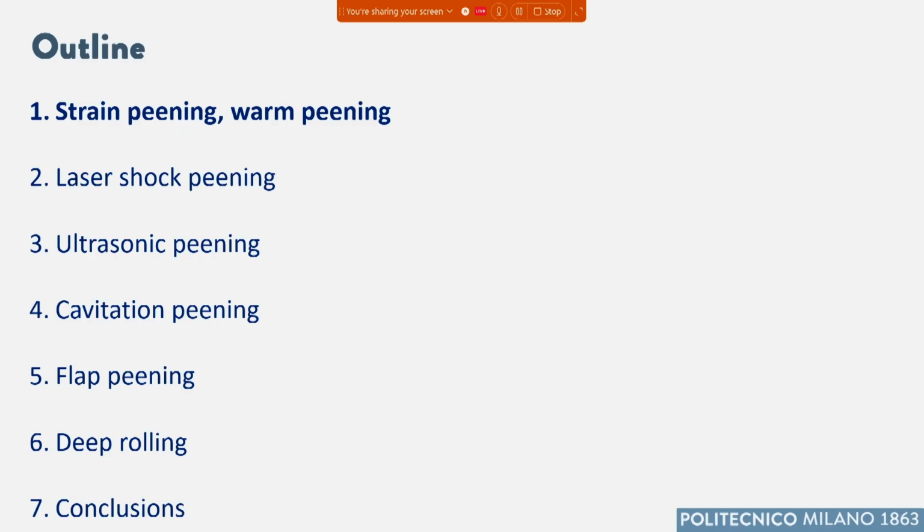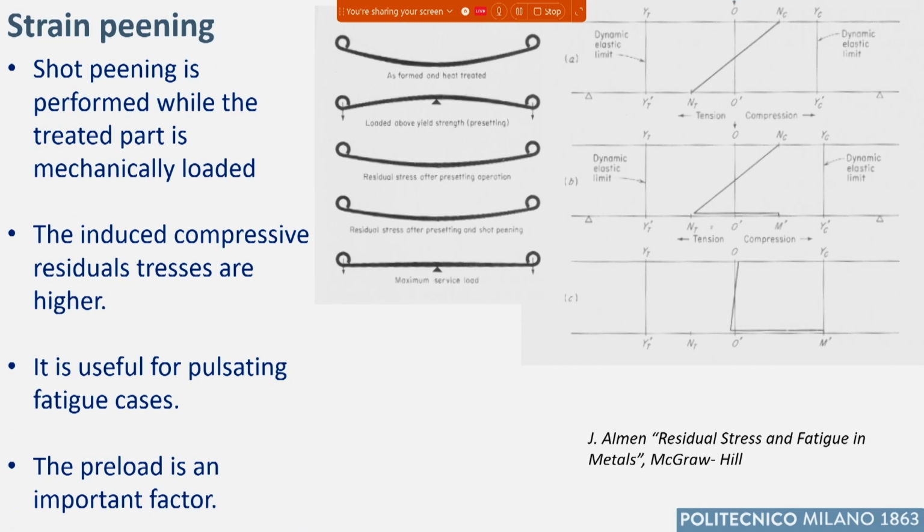Let's start. This is the list of the treatments we are considering. This is the outline. So let's start from strain peening and warm peening. Strain peening, which we have already commented on more than once during this course, also called stress peening sometimes, is shot peening applied when a mechanical load is also simultaneously applied.